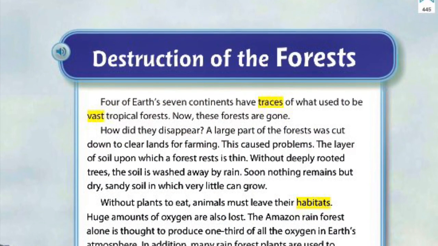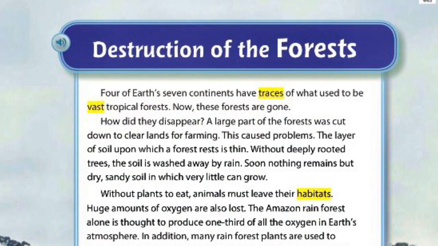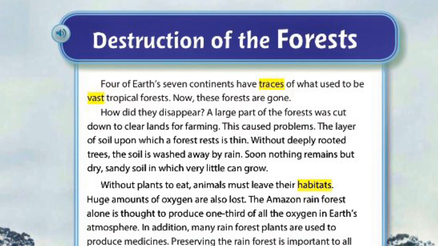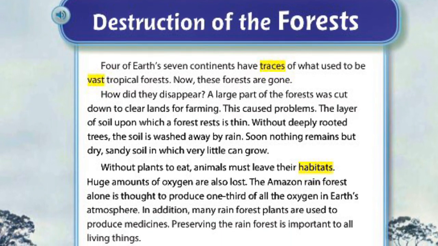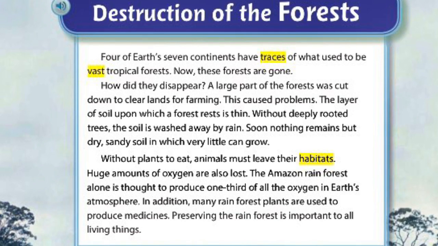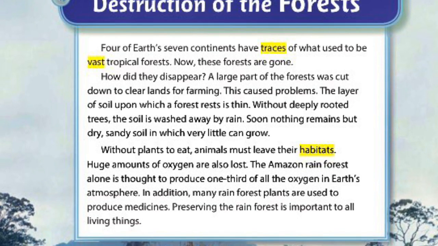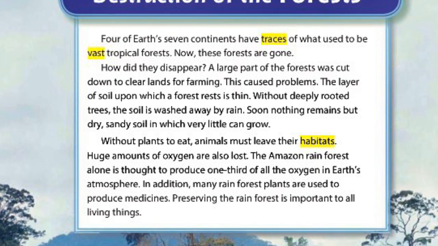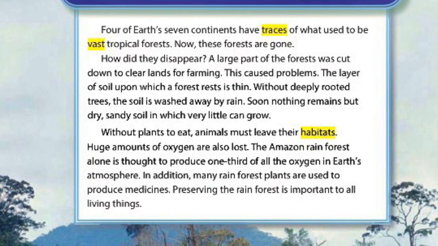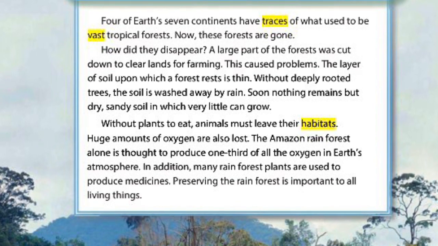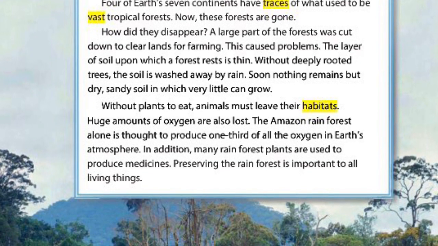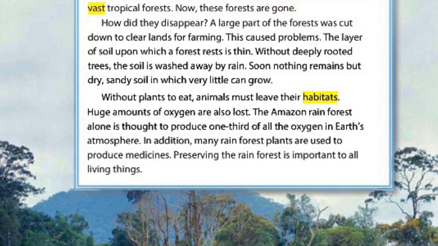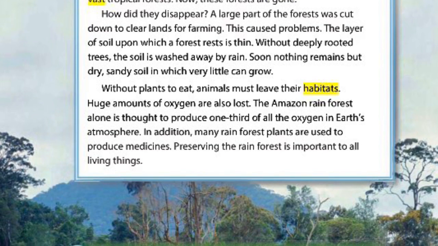Destruction of the forests. Four of Earth's seven continents have traces of what used to be vast tropical forests. Now these forests are gone. How did they disappear? A large part of the forest was cut down to clear land for farming. This caused problems. The layer of soil upon which a forest rests is thin. Without deeply rooted trees, the soil is washed away by rain. Soon nothing remains but dry, sandy soil in which very little can grow.